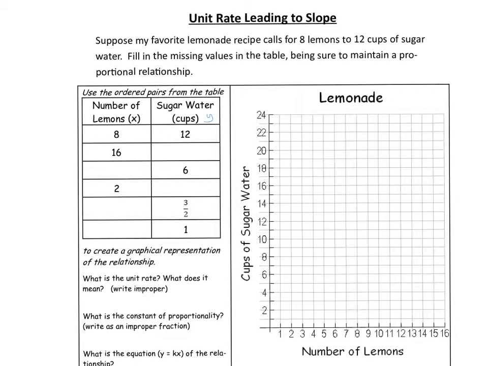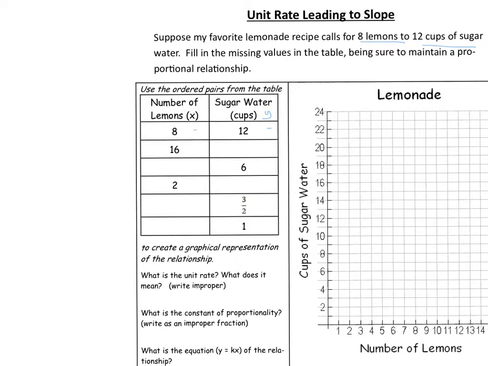So in the problem it told you that 8 lemons was to 12 cups of sugar. So we can almost think of that in the ratio of lemons to sugar water, 8 to 12. So the question I have is for the next one, if I've got 16 lemons, how much would that be? Well, we can cross multiply, we can set up a proportion, but the hope that I have for you is that you can see there's a relationship. To get from 8 to 16, we would say 8 times 2. To get from 12 to whatever, we would have to multiply by 2. Therefore, we would end up with the value of 24. Pretty cool.